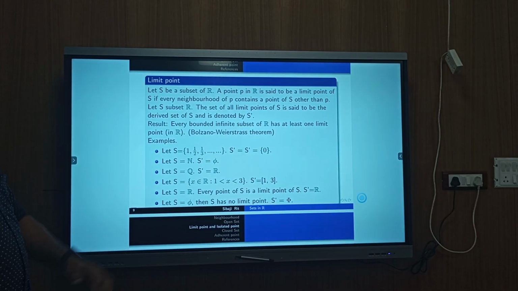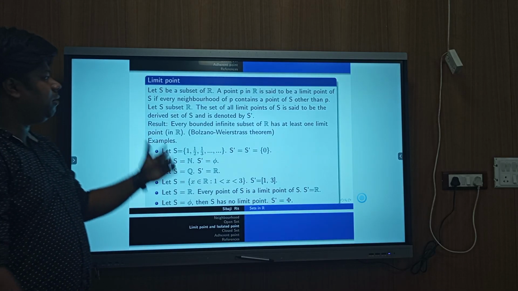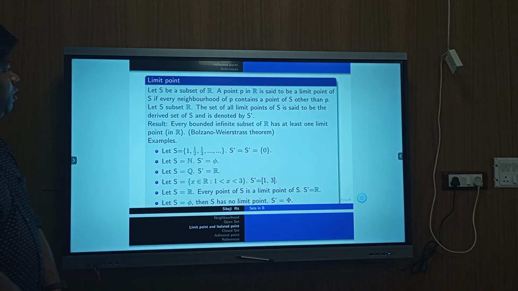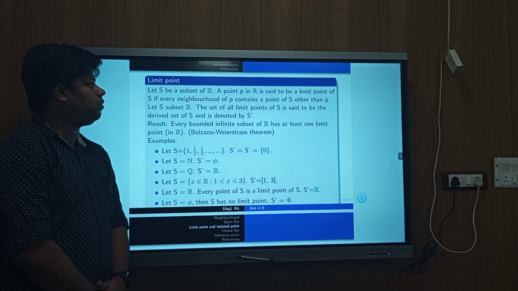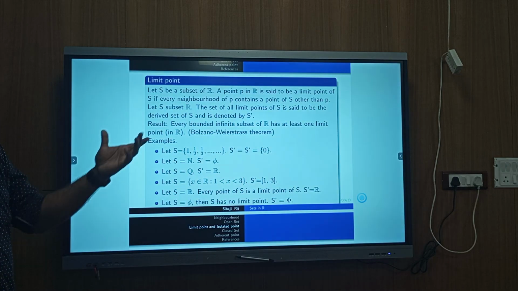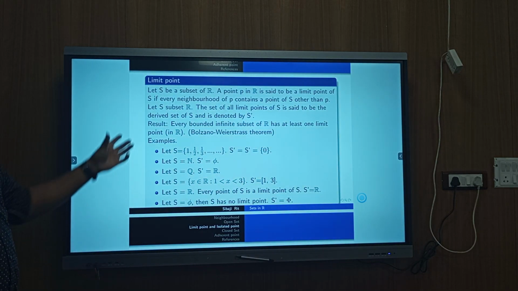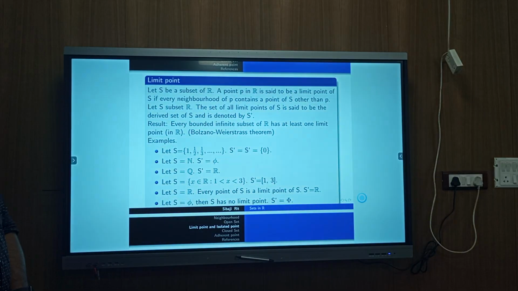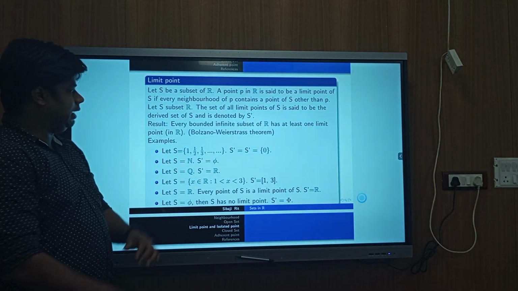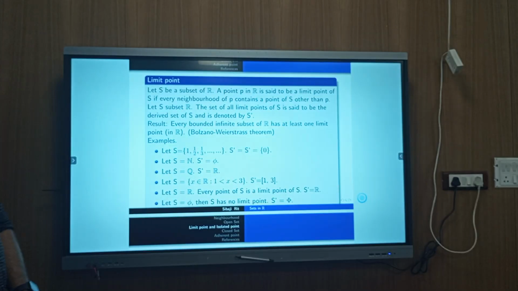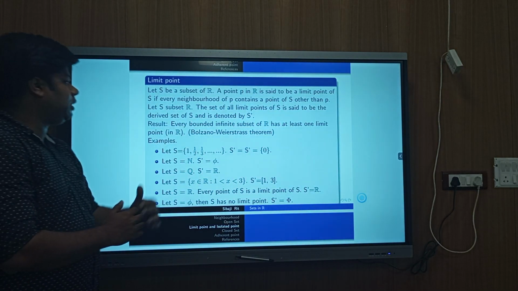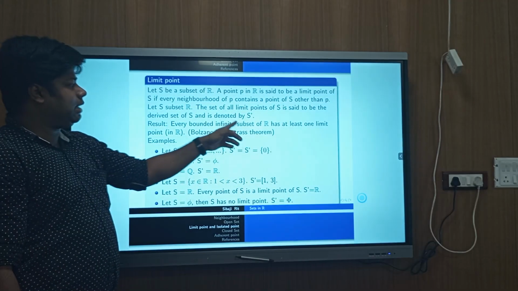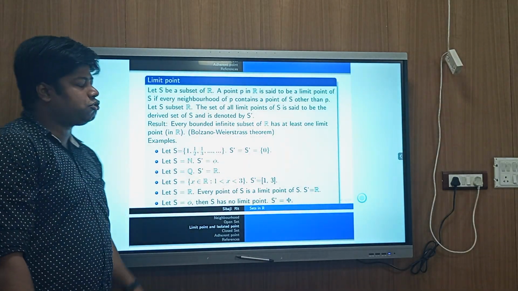Next, limit point. Let S be a subset of R. A point P in R is said to be a limit point of S if every neighborhood of P contains a point of S other than P. Let S be a subset of R. Then the set of all limit points of S is said to be the derived set of S, and it is denoted by S dash. The famous theorem, the Bolzano-Weierstrass theorem, says that every bounded infinite subset of R has at least one limit point.